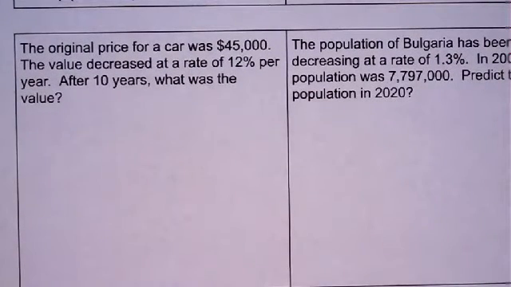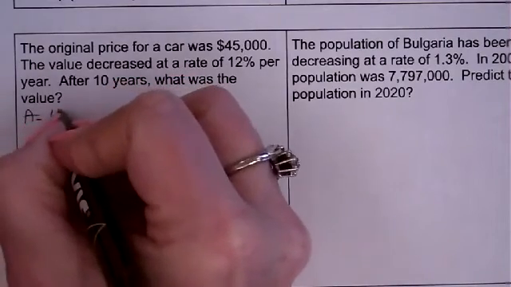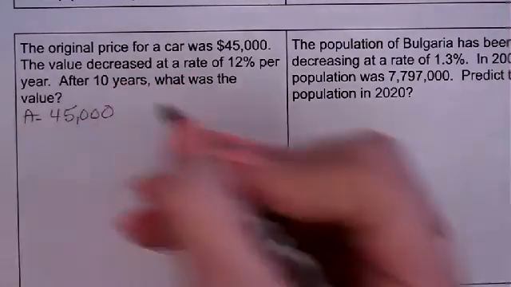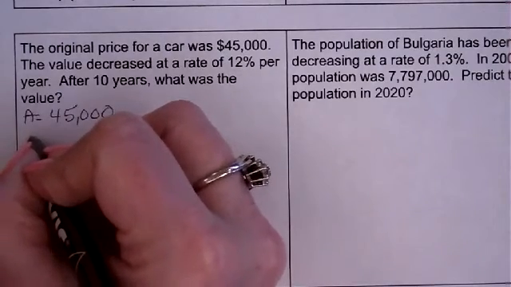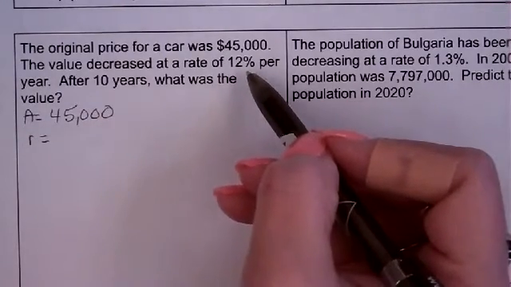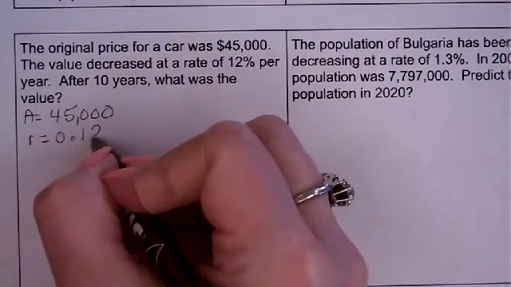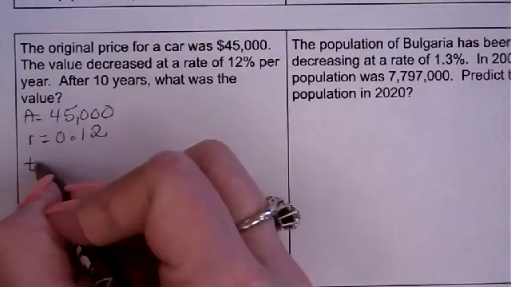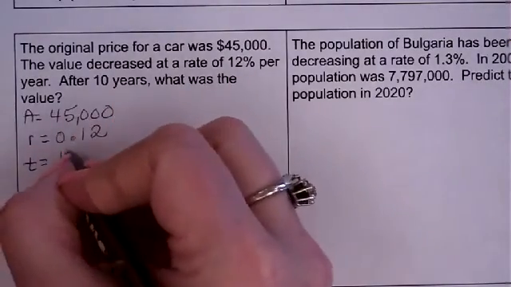The original price of a car was $45,000. The value decreased at a rate of 12% per year. After 10 years, what is the value of the car? So I know that A is 45,000. Remember, that's your starting amount. My R is my percentage of increase or decrease. This time it's 12%. The decimal version of that is 0.12. And my T is the time period that I'm talking about, and that is 10 years.